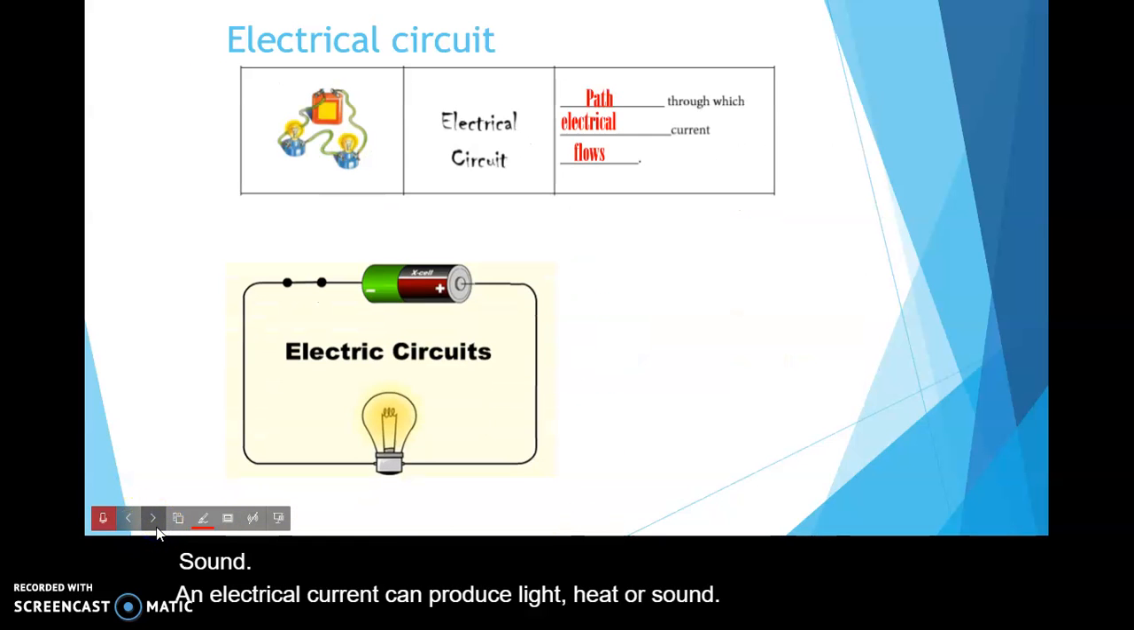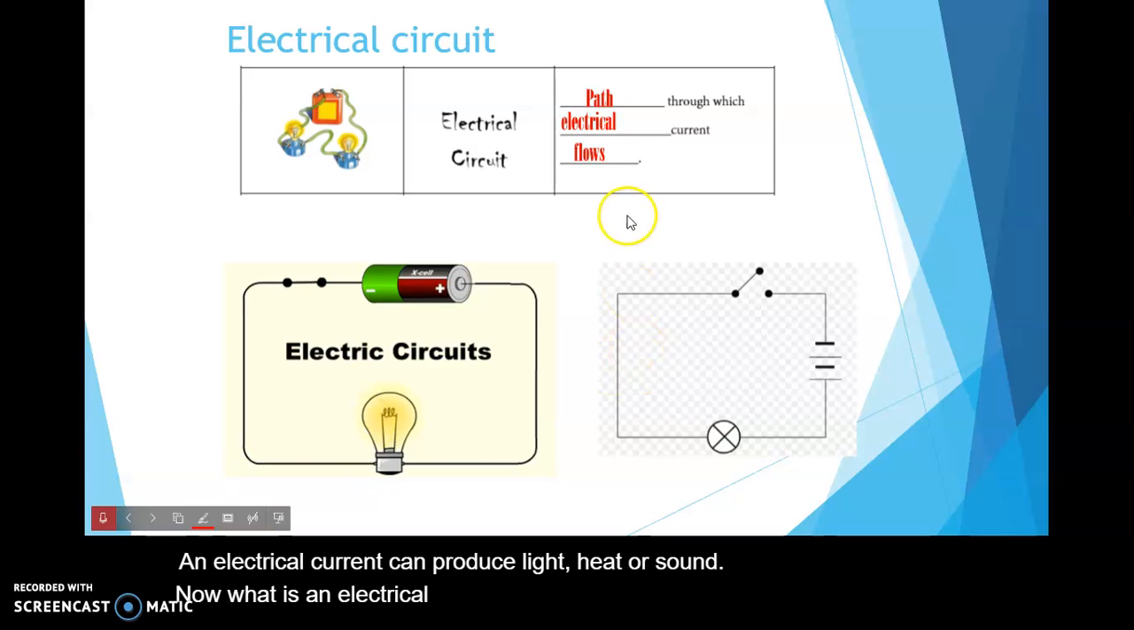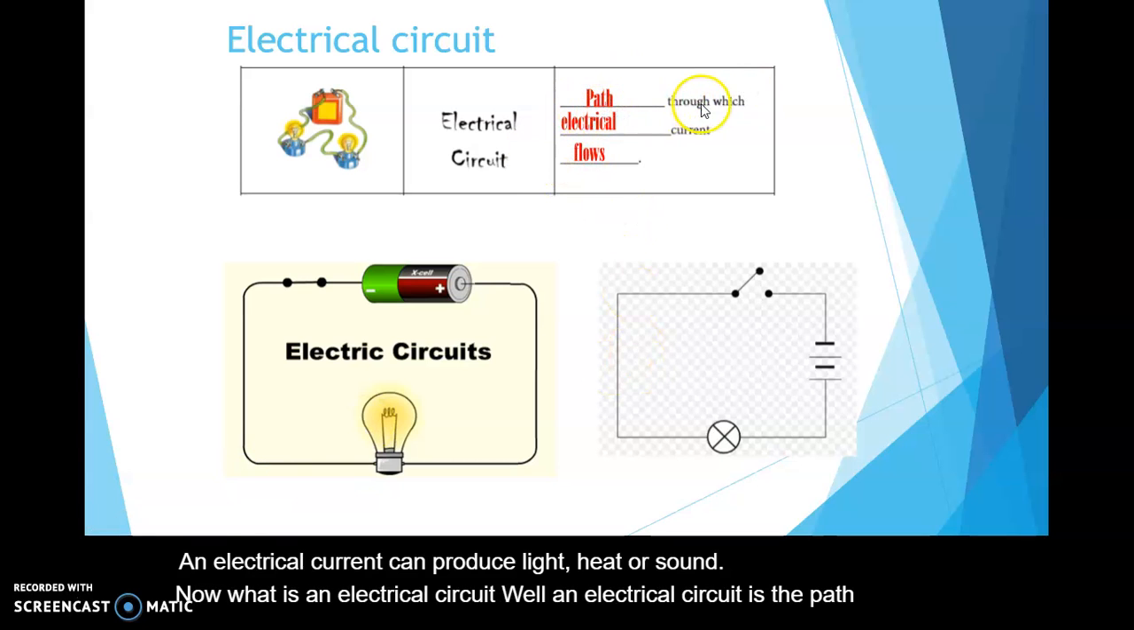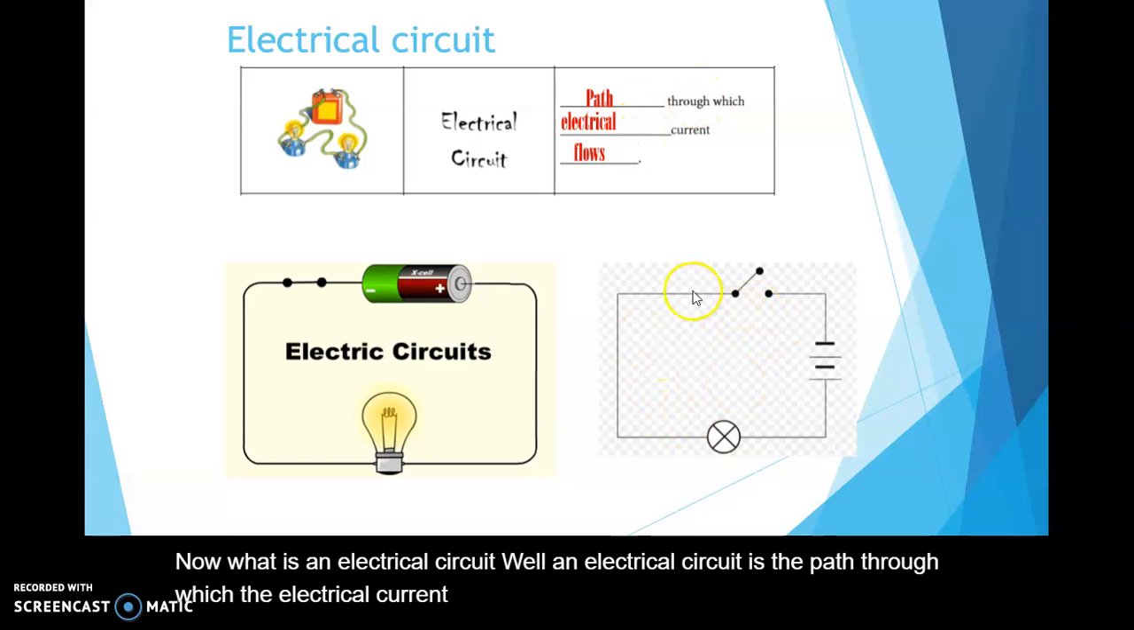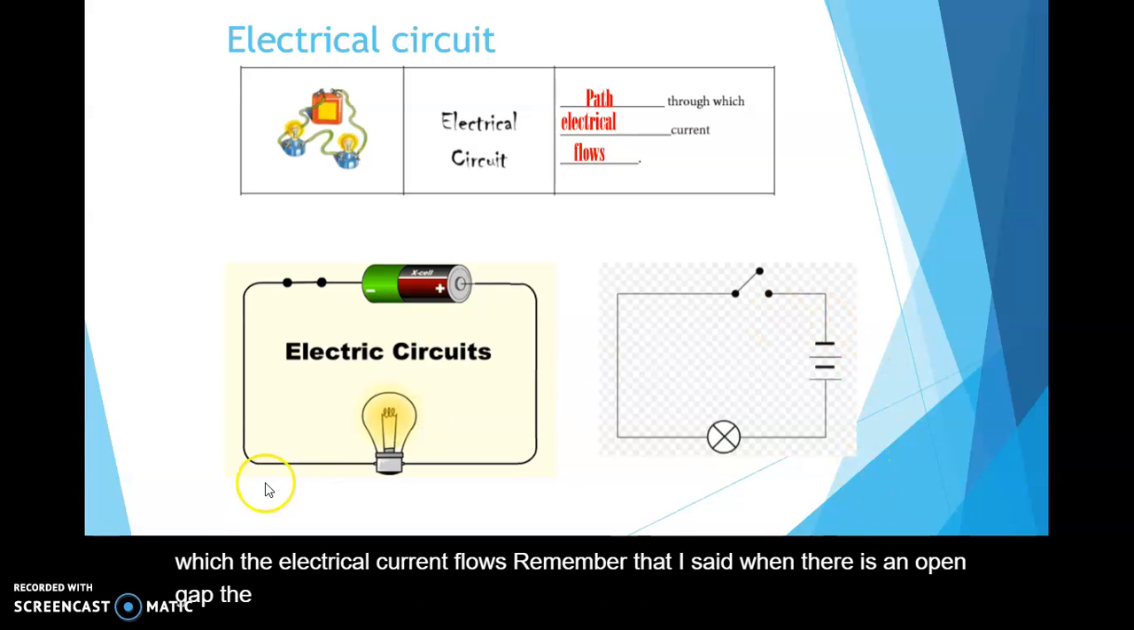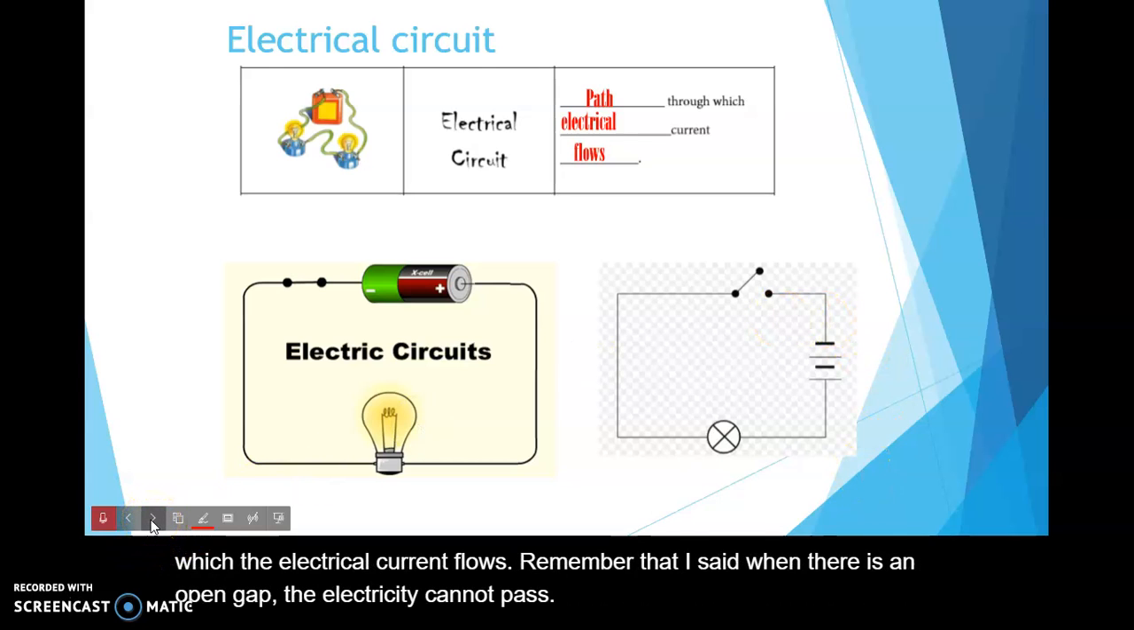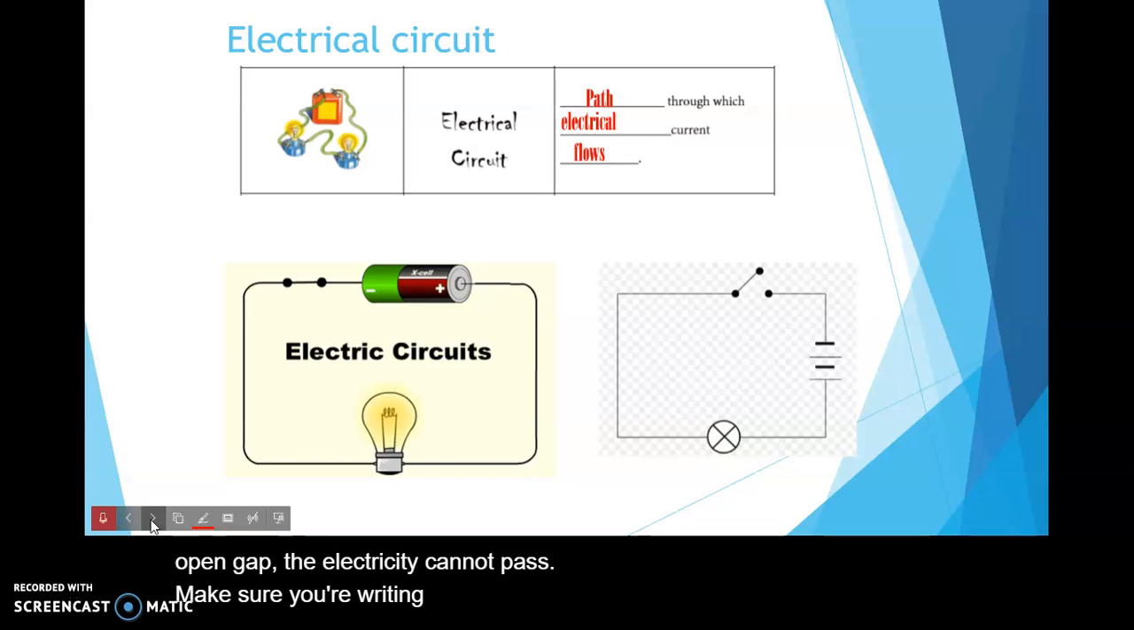Now, what is an electrical circuit? Well, an electrical circuit is the path through which the electrical current flows. Remember that I said when there is an open gap, the electricity cannot pass. Make sure you're writing these definitions in your journal. Teachers, be sure to pause on each of these vocabulary slides.